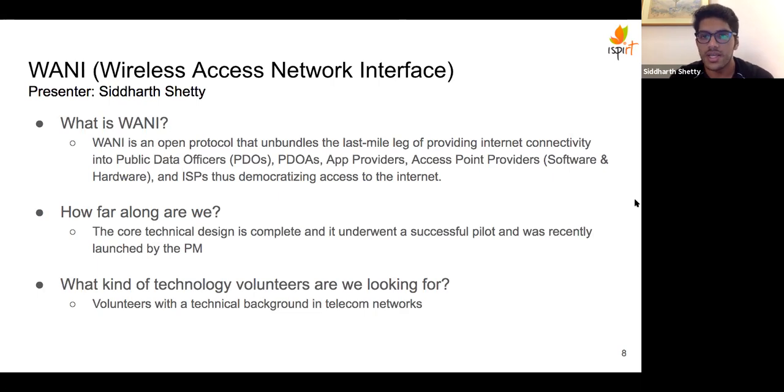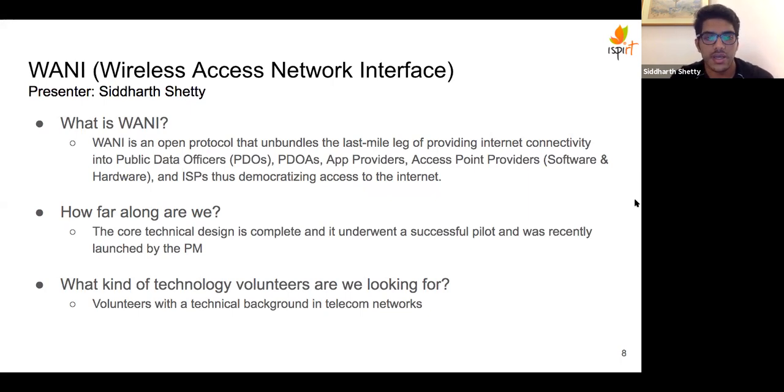And so WANI essentially is a protocol that unbundles various players in the ecosystem and makes it possible for people to do just one part, whether that's provide a Wi-Fi in a box, or just be an app provider, consumer app provider, or just be an ISP that brings the cable to that box. But each one could do that one part and do it very well. And that has gone through a successful pilot with these various market players.